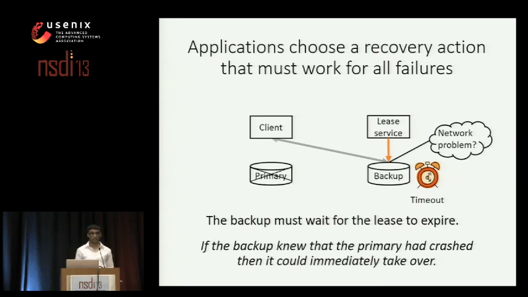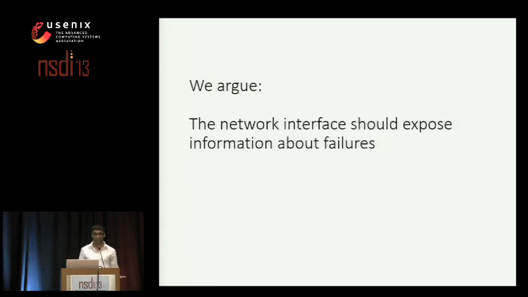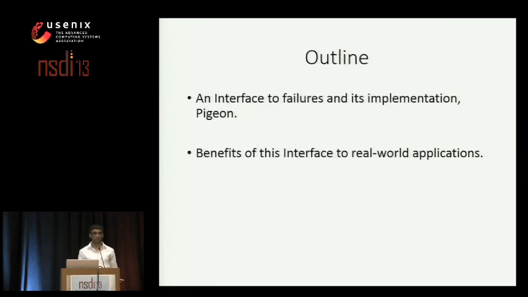So this causes us to revisit a design question from long ago. What is the right design choice of an interface for reporting failures? And we argue that the network interface should expose information about failures, as then the applications can recover effectively and improve their availability. In the rest of this talk, I'm going to establish this thesis by first describing details of an interface that exposes failure information, and by describing the architecture of Pigeon, a system that implements this interface. And then by describing quantitative and qualitative benefits of this interface to real-world applications.